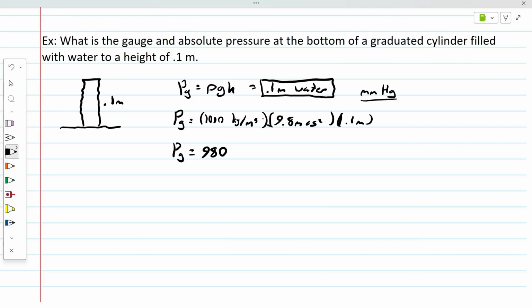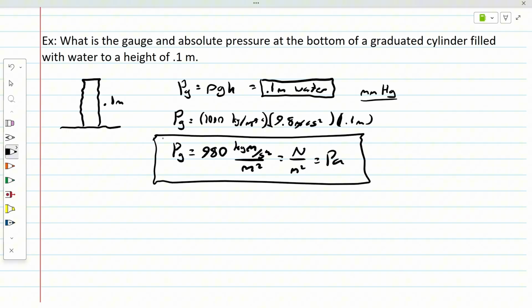So our gauge pressure here, once we type that all in, is 980. And if we combine our units, we get kilograms, and we'll cancel 1 meter out, and we get kilograms meters per second squared per meter squared. And so this top part is just a Newton per meter squared, so this is in pascals. So we're good. This is the gauge pressure in pascals.